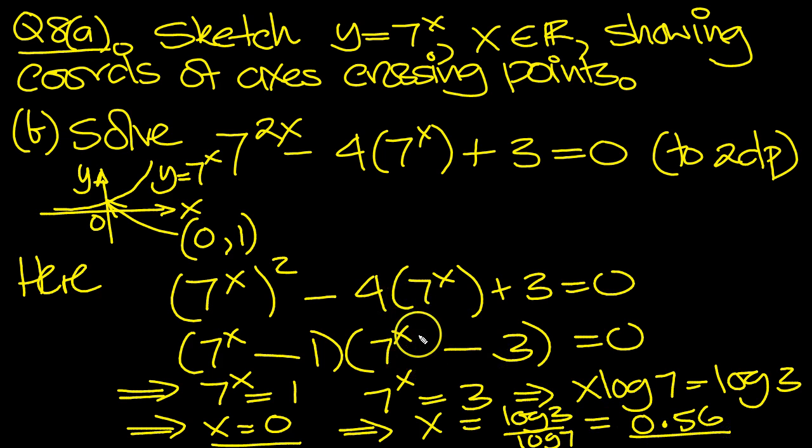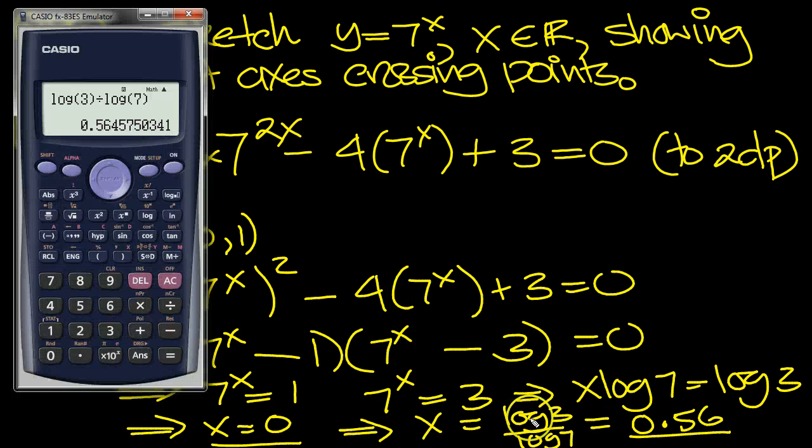Okay, and we can tap that in a calculator just to check. So let's do that then. 7 to the power 0.56, and we should get something approaching the value 3, which we do because we're just rounding off, aren't we? 2.97. So that's what we get because it's approximately right, because we're only doing it to 2dp.